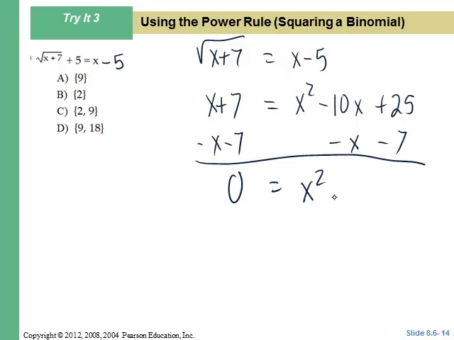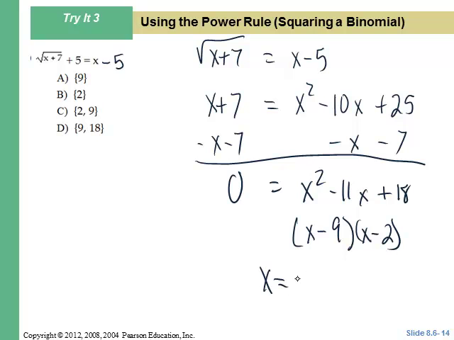And you get x squared minus 11x plus 18. What two numbers multiplied equal 18 and added equal 11? x minus 9, x minus 2. So x equals 9 or 2.